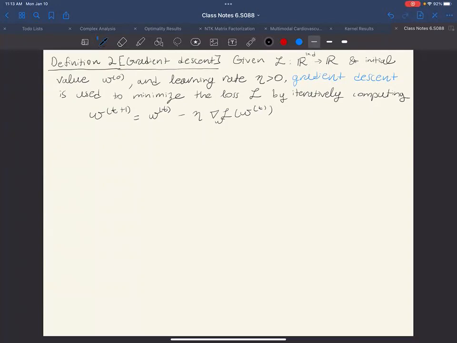And this, of course, runs for all positive integers t. So I'm going to just let t equal 0, 1, 2, 3, and so on. So this might seem a little complicated at first if you have not seen gradient descent before, but let's actually go through a simple example of what this is doing.